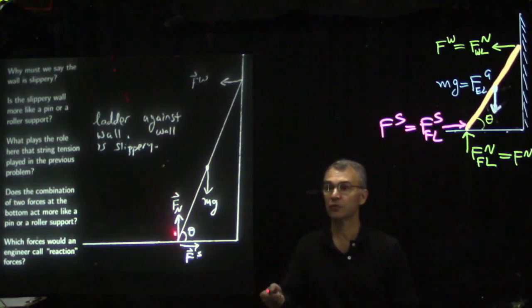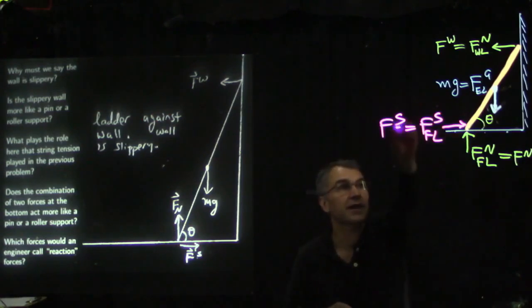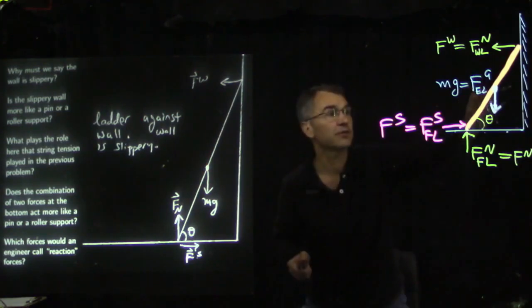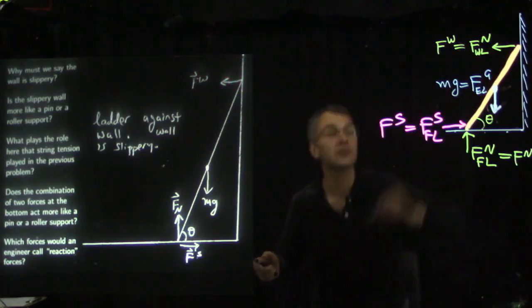So my diagram has F normal acting upward at this lower corner. We have F static acting to the right. We have mg acting downward from the center of the ladder. And then here is F wall acting to the left at the top of the ladder.